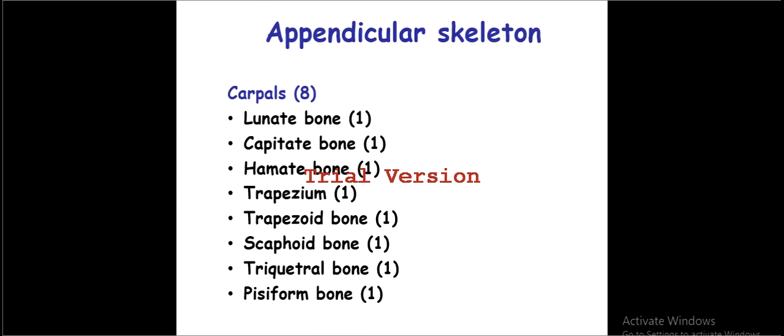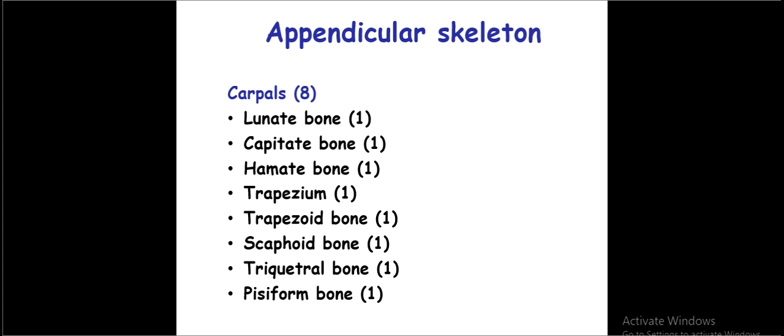Here you can see the diagram of the arms and pectoral girdle. The pectoral girdle has the clavicle and scapula. In the arms, first is the humerus, then radius and ulna, then 5 metacarpals, 8 carpals and 14 phalanges. So the total number of bones in one arm is 32, and in both arms the total number of bones is 64.